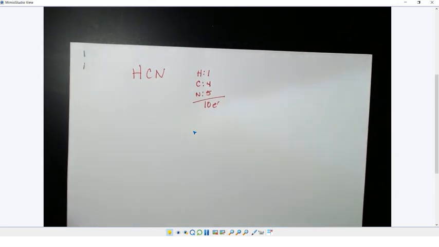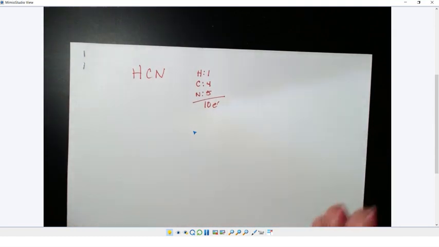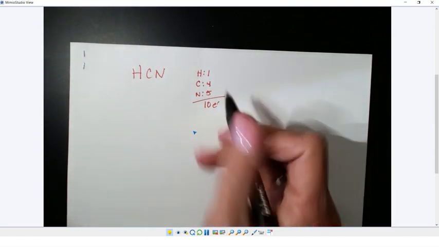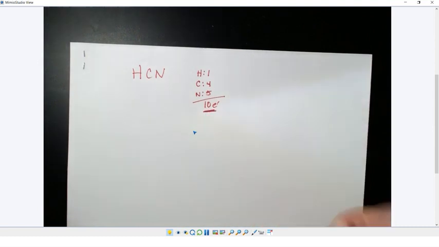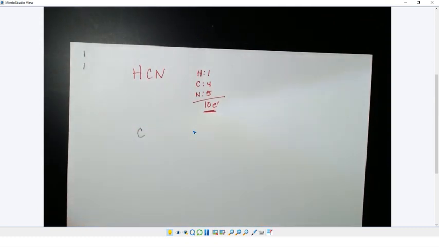So this is our goal. Our goal is to make sure every single atom has met an octet or a duet, and we can account for 10 valence electrons. So first thing you do, you figure out what the central atom is, and in this case, what is the central atom? It is carbon. Hydrogen is always the terminal atom. If carbon is present, go smack dab in the center.